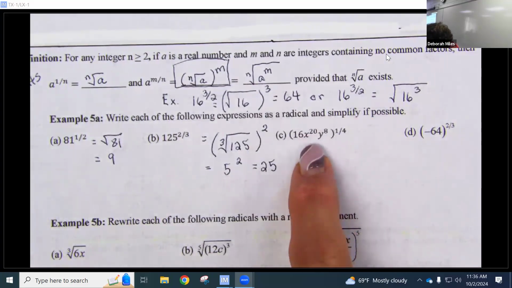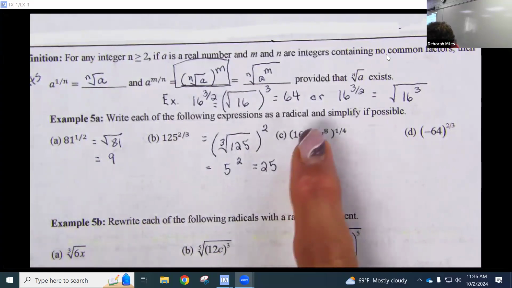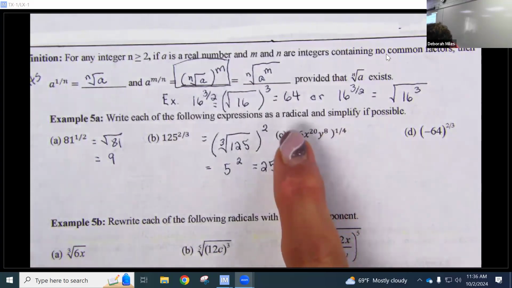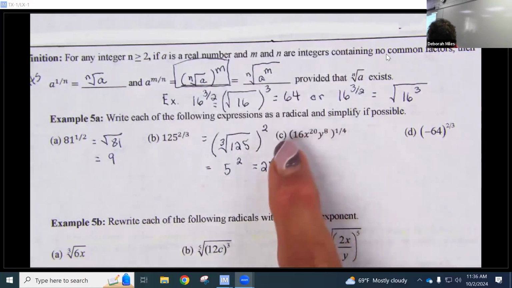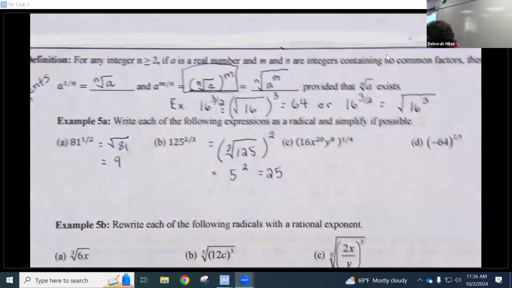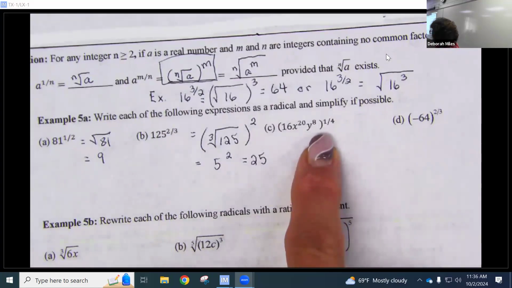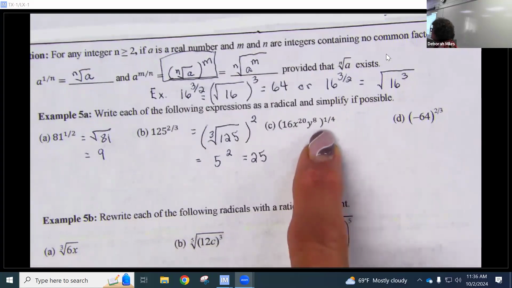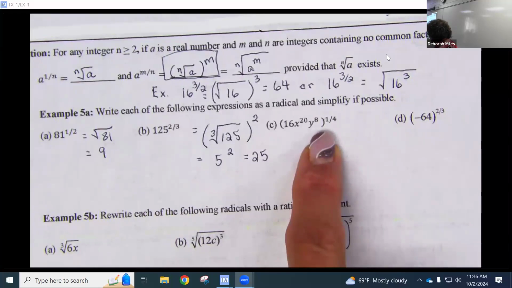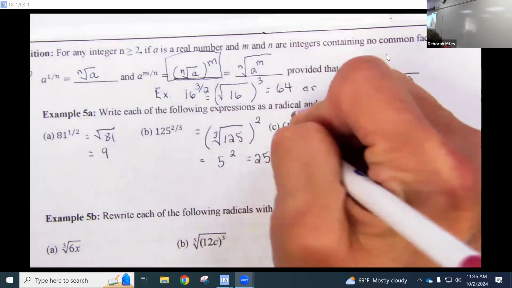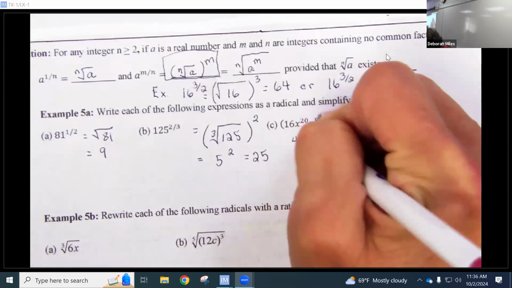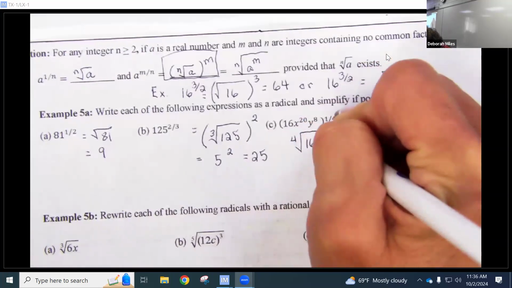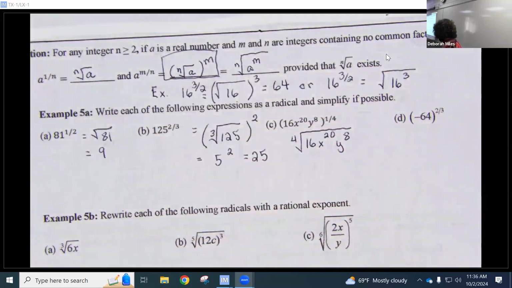We've already had an exponent rule that said when I have factors raised to a power, I can raise each factor to the power. Or on this one, I can just change that. What root is indicated by that exponent? The denominator. So it's 4th root of 16x to the 20th, y to the 8th.